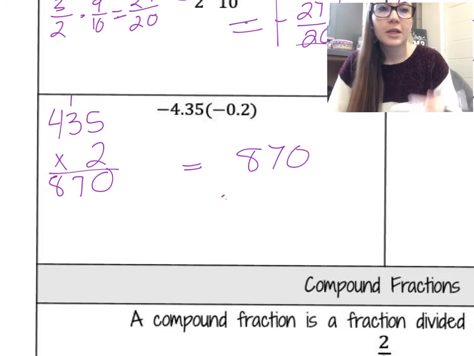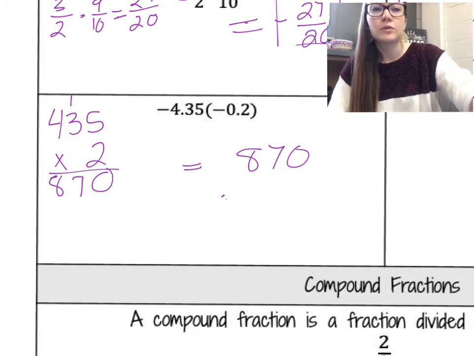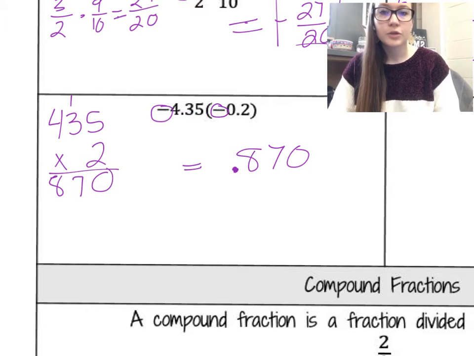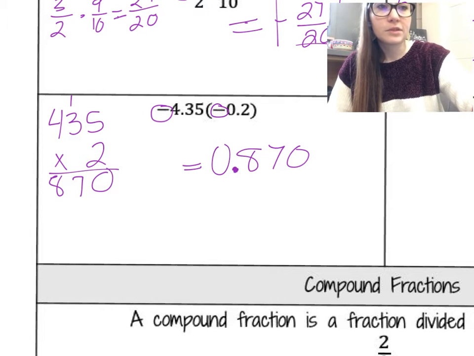Okay, then I'm going to count how many numbers in my problem are after a decimal. There's 1, 2, 3. So starting at the end, we're going to go 1, 2, 3. And that's where my decimal goes. And then figure out if it's positive or negative. I have a negative times a negative. Those are the same sign, so it's going to be a positive 0.870.